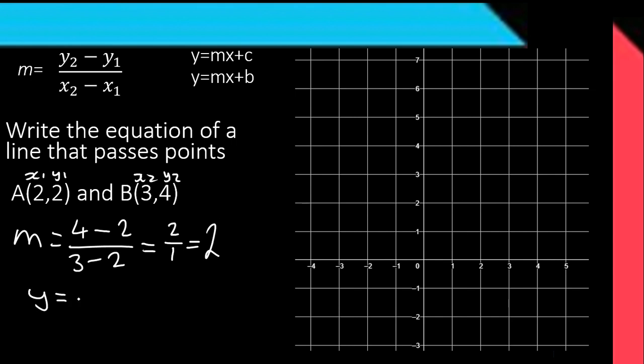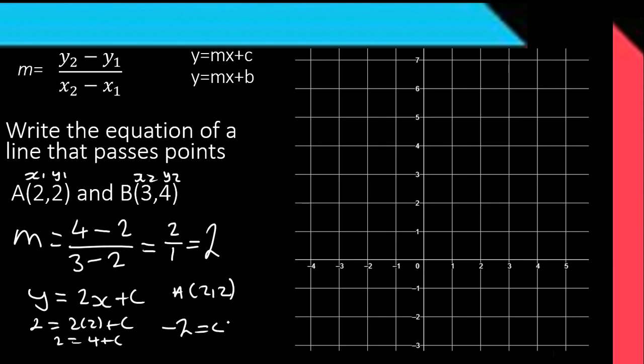So now I can write y equals 2x plus c. Now I have the gradient, the slope, I can solve this question like the last video. Just pick any ordered pair. I'm going to pick A, and substitute that into the equation to find the y-intercept. So 2 equals 2 times 2 plus c. So 2 equals 2 times 2 is 4 plus c. Then I'm going to subtract the 4 from both sides. Negative 2 equals c. So now I can write the equation of a line. I'll write it here, which is y equals 2x, and I'm going to subtract 2.